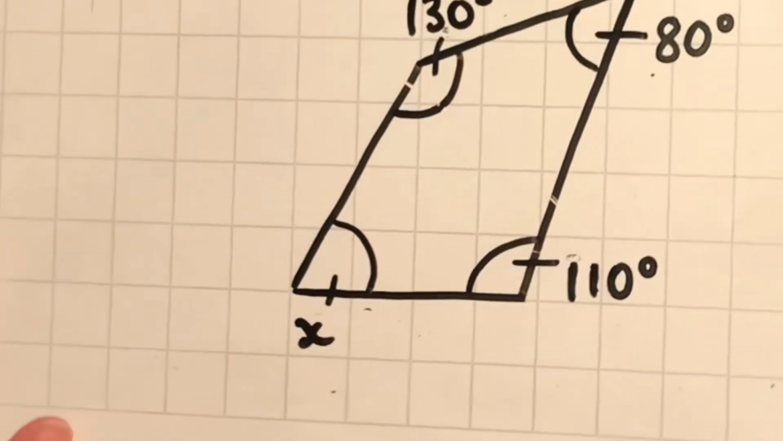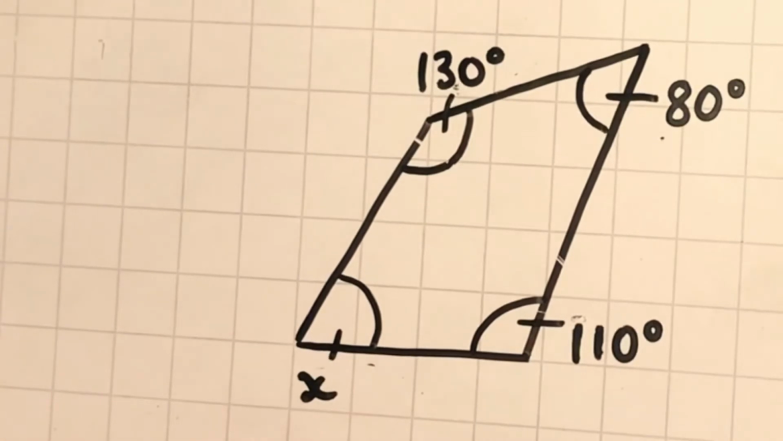Okay, so practice question number 1. You've got 130, 110 and 80, and then you have to find missing angle X. So if you want to pause the video and have a go at that, and then I will show you the answer.